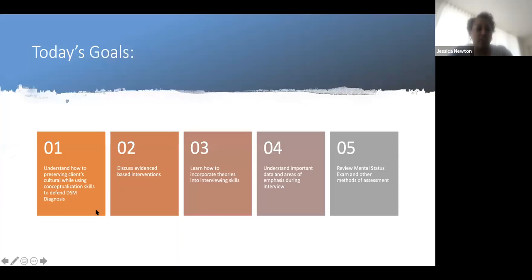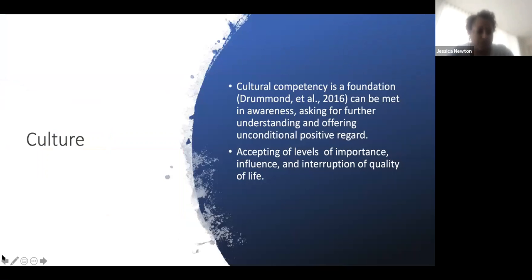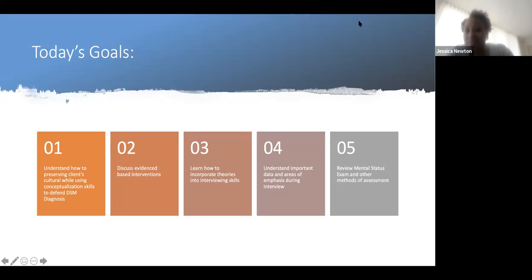So let's get started. Again, today we are going to look at understanding how to preserve the client's cultural background as we defend our DSM diagnosis. We're going to discuss the use of some evidence-based practices. We're also going to learn how to incorporate those interview skills, as well as the review of the mental status exam and other assessments.